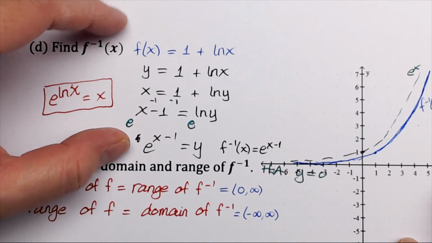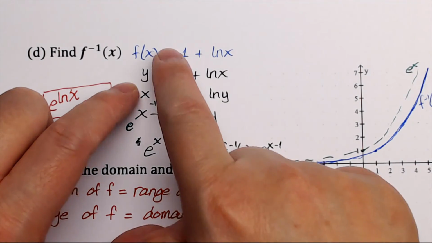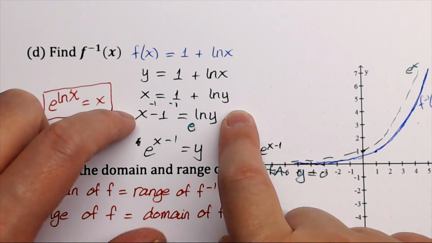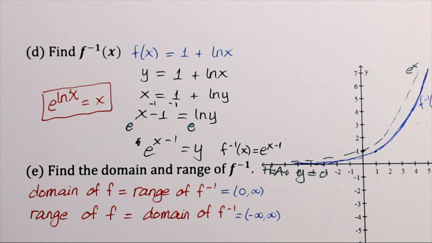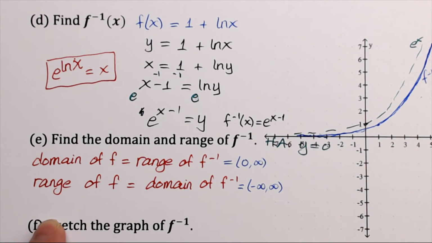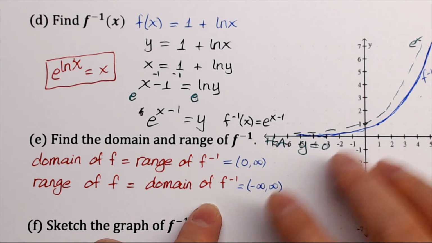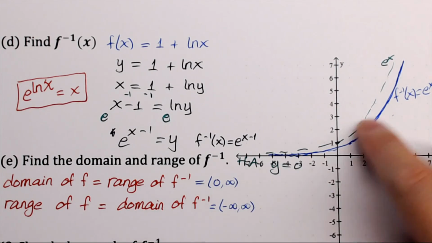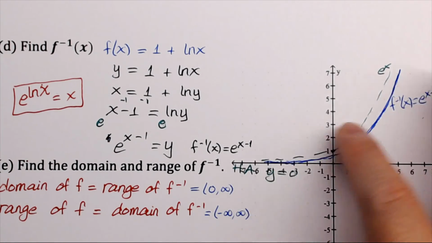When we're trying to find the inverse, interchange x and y, and then solve for y, we have the inverse. And the domain of the function is the range of the inverse. The range of the function is the domain of the inverse. And then we have the graph, the exponential function, that goes 1 unit to the right.